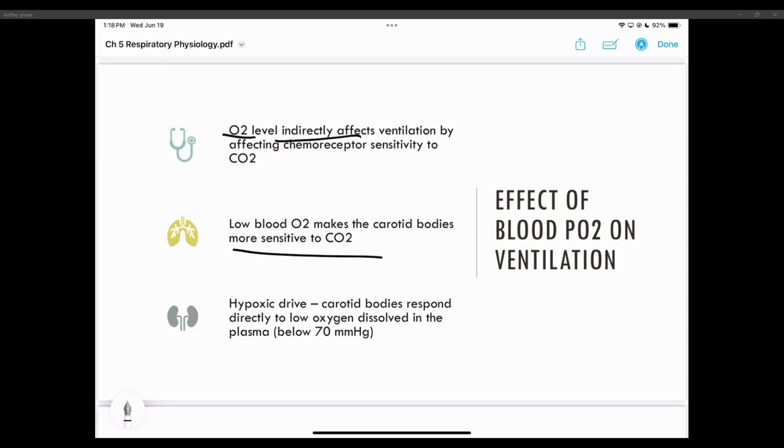It's also called the hypoxic drive. The carotid bodies will respond directly to low O2 dissolved in the plasma, below 70. So below 70 is where you get to that hypoxic drive. You knock out your O2, your CO2 receptors become more sensitive, increasing your breathing.